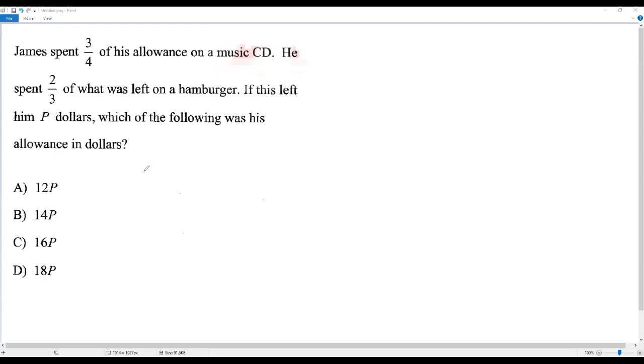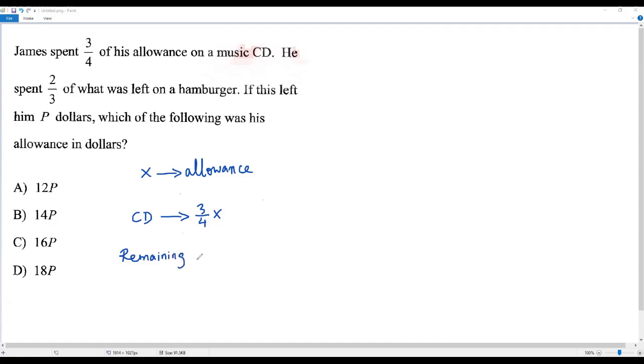Okay, we have to find the allowance in dollars. So let me assume X as his allowance in dollars. Let me write the stuff over here. Okay, now let's consider the first information. He spent 3/4 of his allowance on a music CD. So the amount spent on a music CD is going to be 3/4 of his allowance, that is 3/4 of X.